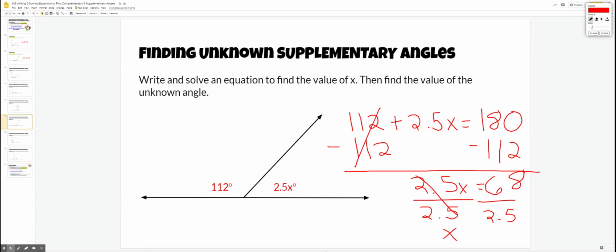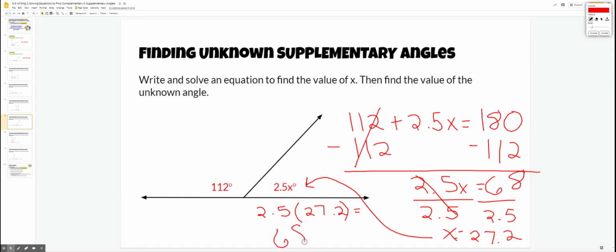It's going to give us 27.2. Okay, so now our last step is to come up here and plug in our value for x to find this angle. So instead of 2.5x, I'm going to do 2.5 times 27.2. Plug that in my calculator, 2.5 times 27.2. And that should give you an angle value of 68 degrees.